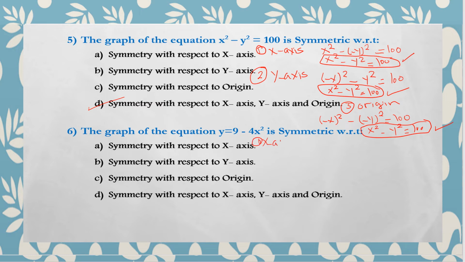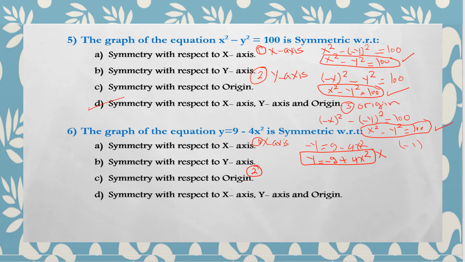x-axis, negative y equals 9 minus 4x squared, and by multiplying both sides by minus 1, we get y equals minus 9 plus 4x squared, and this is not equivalent to the original equation. So this is not symmetric with respect to the x-axis.